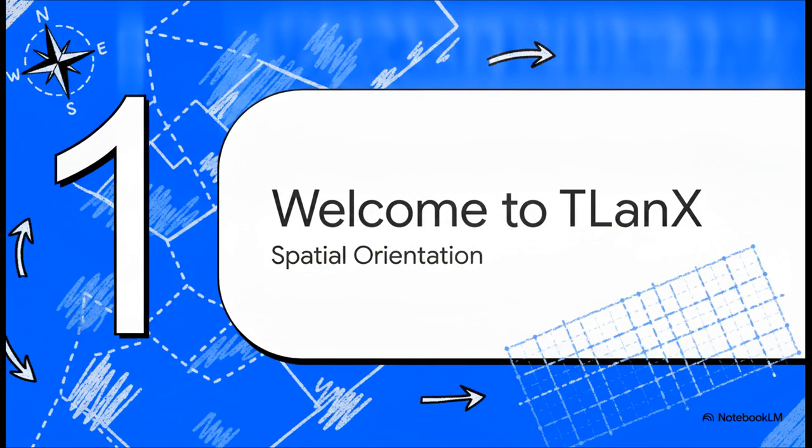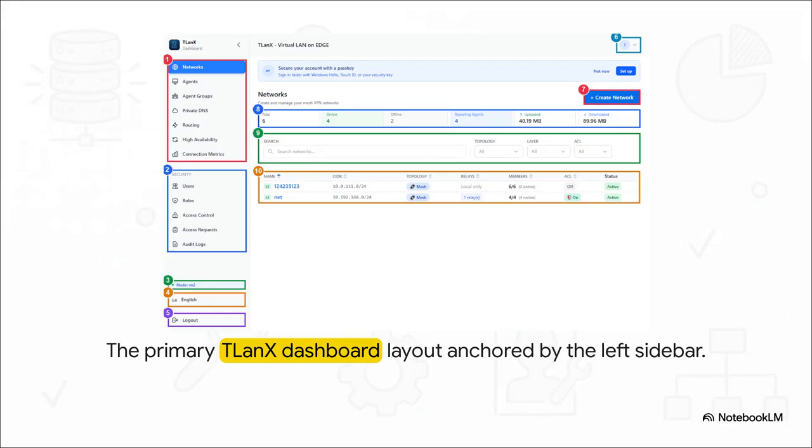Welcome to TLanX. The moment you sign in, this is the primary layout you're going to see. Notice that the page you land on is the networks list, which actually doubles as your homepage. The top bar is super minimal, just showing the product title and your account menu over on the far right. But the real star of the show, that's the left sidebar. Literally everything else you need to manage your Mesh VPN hangs right off of that sidebar. Think of it as your ultimate control center.